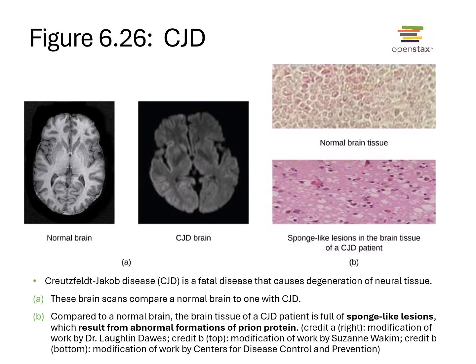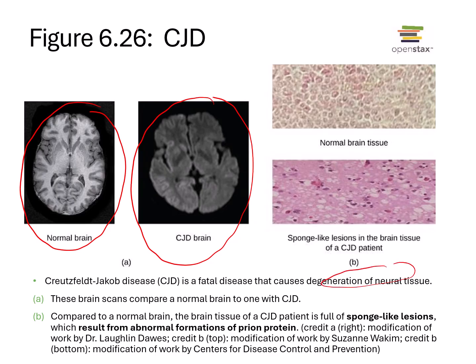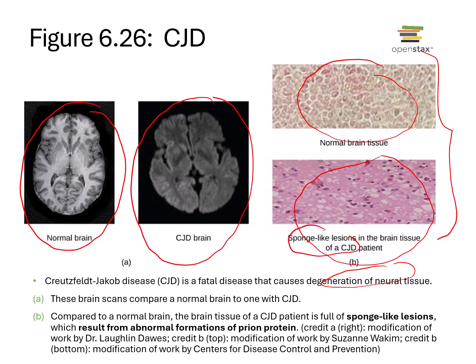Here's a picture from our book comparing the normal brain with a brain from a patient who has Creutzfeldt-Jakob disease, right? This is a fatal disease caused by the prions. And then over here we have tissue, and we have normal brain tissue compared with a patient with CJD. And you can see those sponge-like lesions, those holes in the brain that make it look like a sponge.